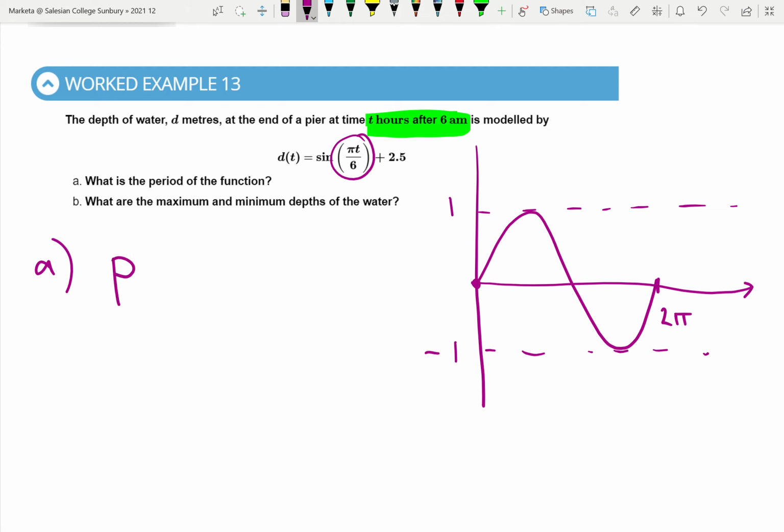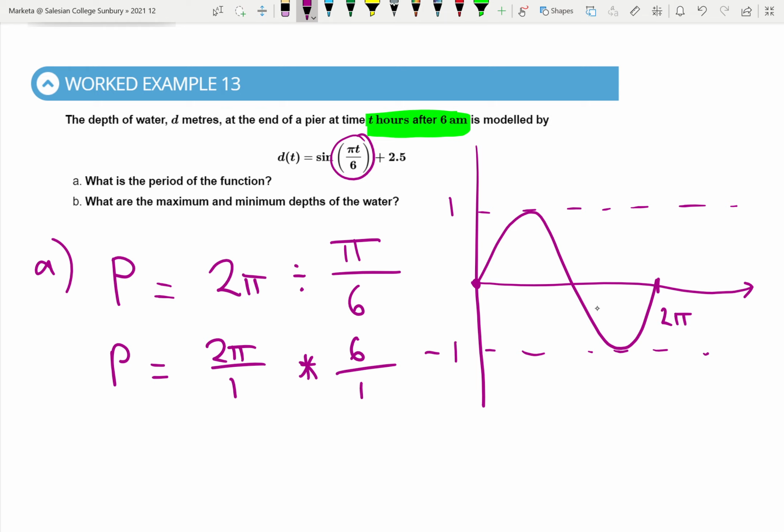A, the period equals 2 pi divided by whatever's in front of the x, and in this case what's in front of the x is what's in front of the t, and it's pi on 6. So that's period equals 2 pi over 1 times 6 over pi. Cancel, cancel. Period equals 12 over 1, which is 12.